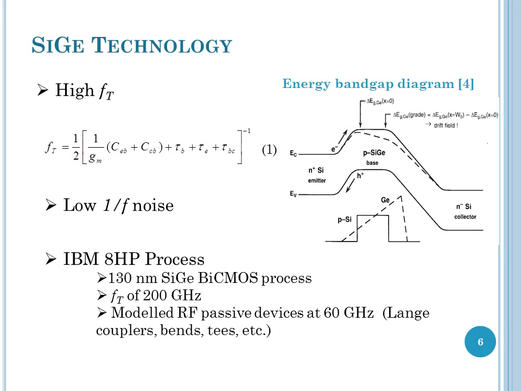The added advantage of integrating silicon germanium and CMOS technology into BiCMOS processes is that it helps in the development of system-on-chip millimeter wave systems where analog, RF, and digital circuitry can reside on a single chip. In the IBM 8HP process, silicon germanium HBTs with FT of 200 GHz have been integrated into a 130 nanometer CMOS technology. The process also has modeled RF passive devices at 60 GHz, which are useful in millimeter wave design.